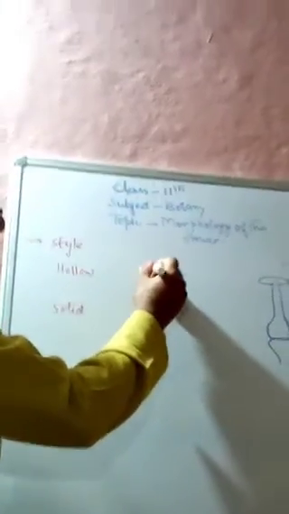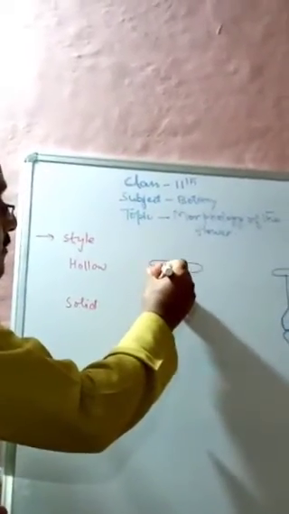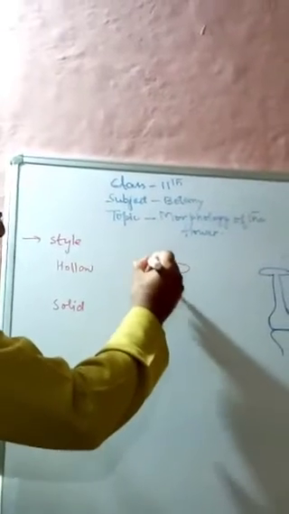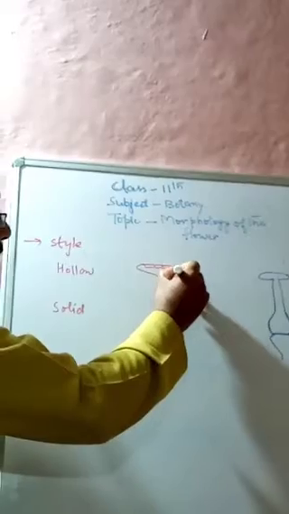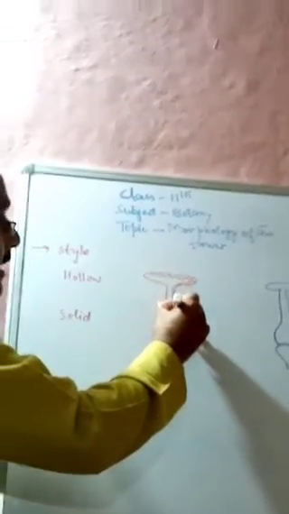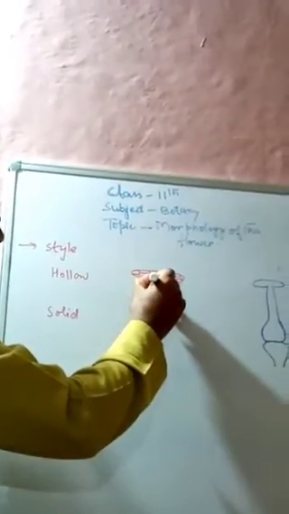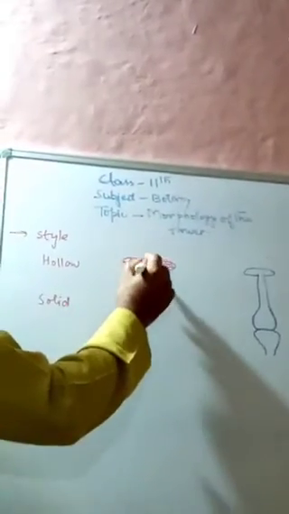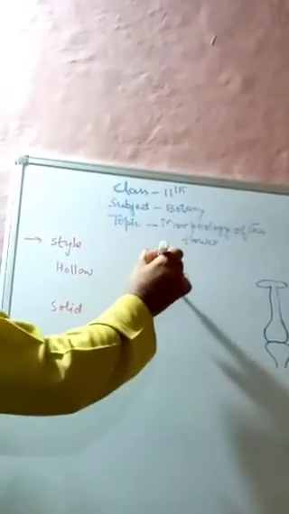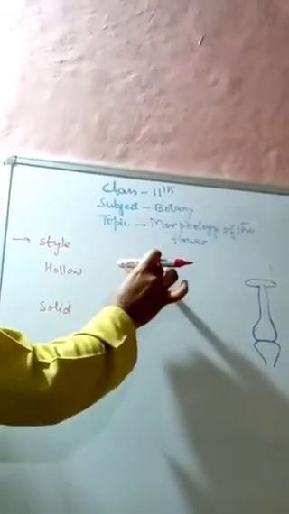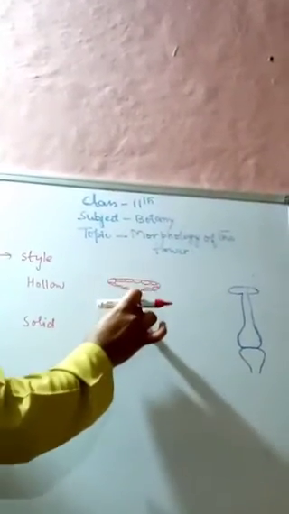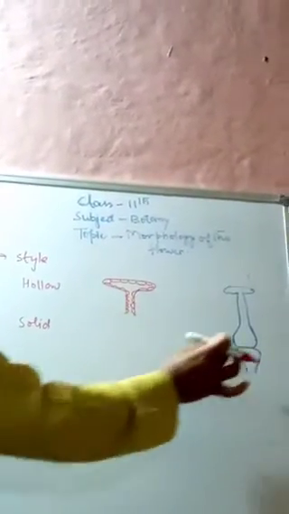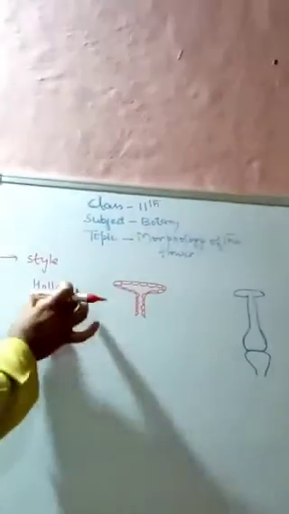If we draw the hollow style like this, here we will see parenchymatous cells on the wall, and in the middle there is the lumen, which is hollow. The pollen grains land there, and the pollen tube passes through this lumen, this hollow cavity, and reaches the ovary. This is the hollow style.